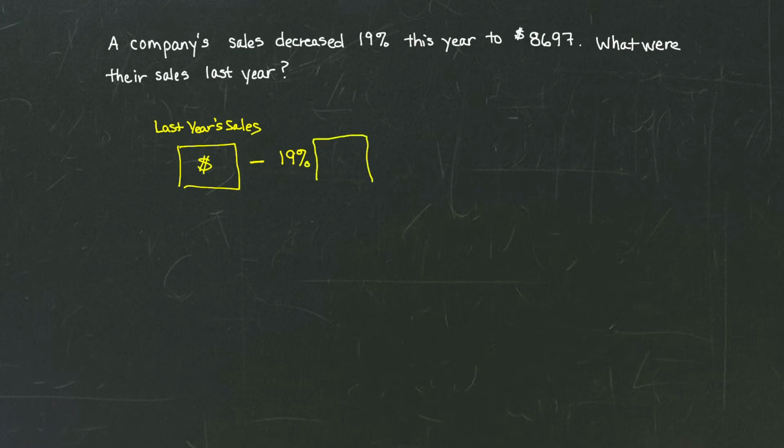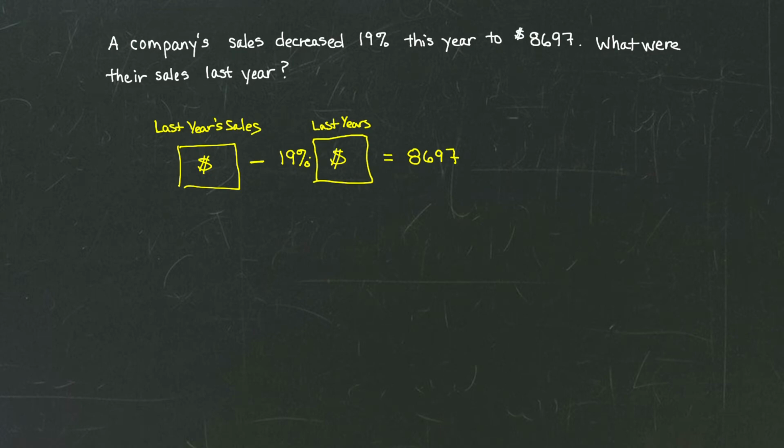Percents never stand alone. In fact, we're taking 19% of last year's sales, or 19% times last year's sales, right? And what's that new total? Well, if you take last year's sales and you decrease it by 19%, that gives us this year's sales, or $8,697. This diagram, this picture, gives us an algebraic equation that we can work with, a simple one in fact.